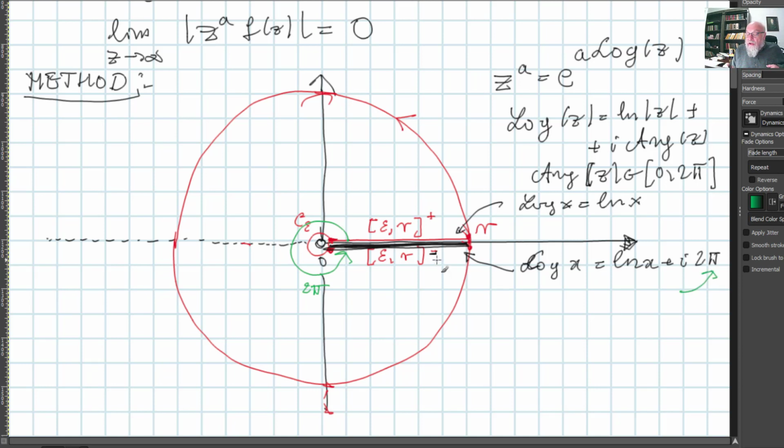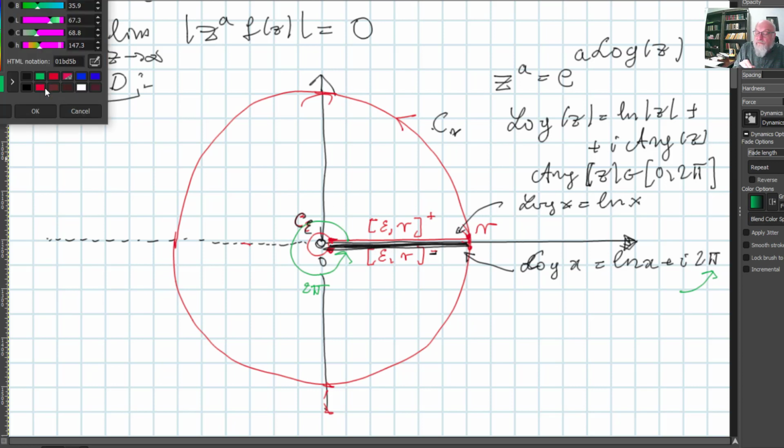So on the upper side it is just a regular logarithm. On the lower side, it is the logarithm plus i2π. And why am I talking about it? Because let's denote, let's say one more time, this is C_R. This one is C_epsilon. And then we have these two intervals. And the contour, of course, goes like this.